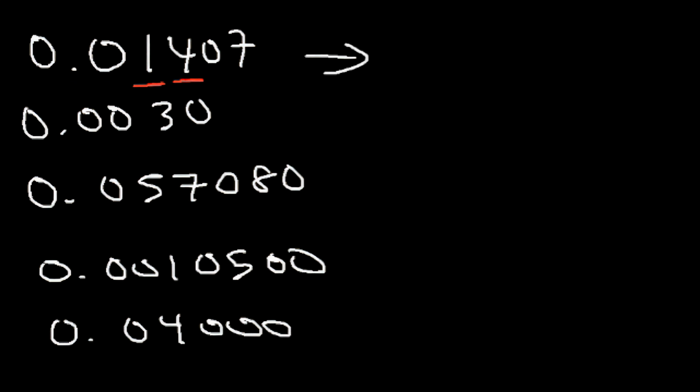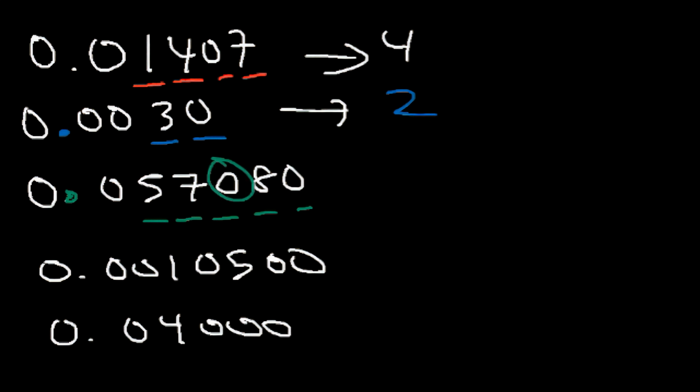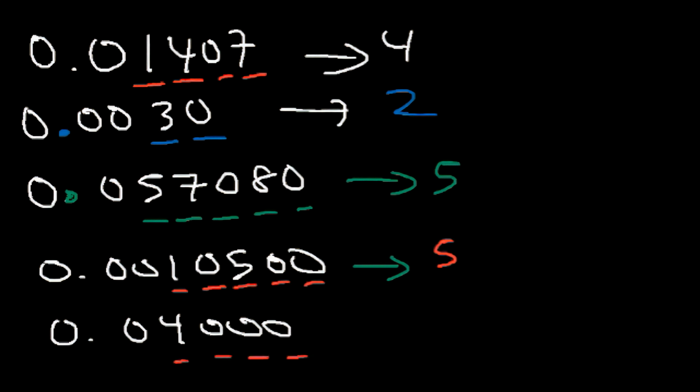So here we have an in-between 0, which is between the 4 and 7, that's counted, so we have 4 sig figs. The 0 to the right of the 3 is counted because we have a decimal point, so it's 2. For the next one, we have 5 sig figs. Since we have a decimal point, any zeros to the right of a non-zero number are counted. And for this one, we also have 5 sig figs. For this one, we only have 4.